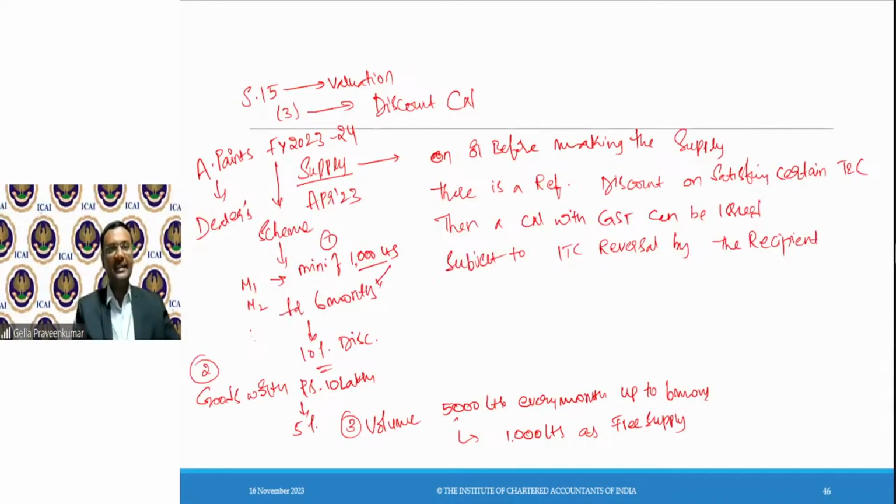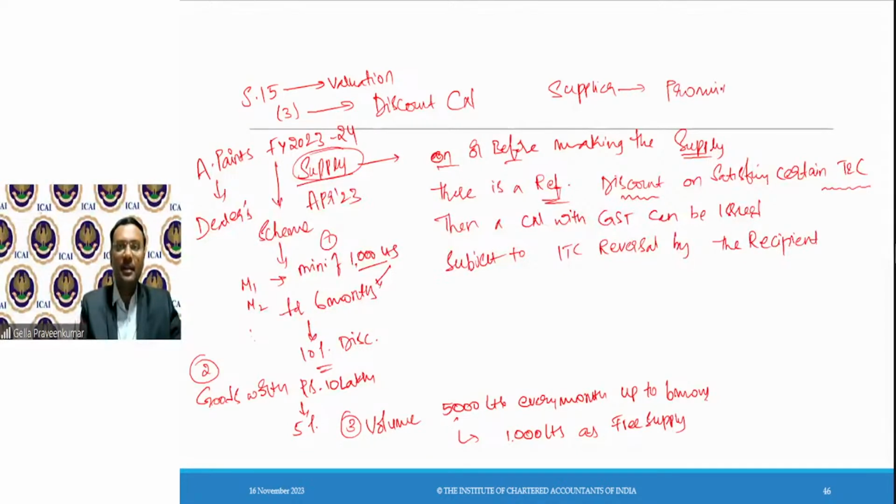Now, when we examine section 15, they say that on or before the supply takes place, there is a reference to what? Discount on certain terms and conditions. So before the supply takes place, the seller or supplier is making a promise. This particular promise is permitted for the purpose of reduction in my value of supply. So how do we claim this particular reduction?